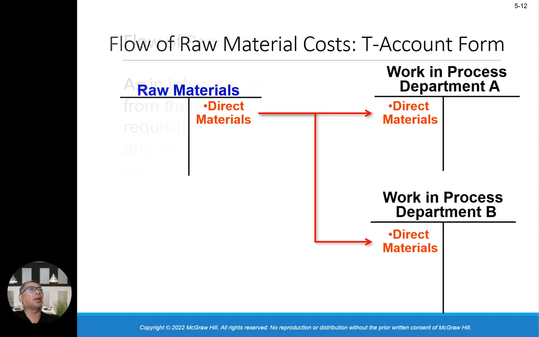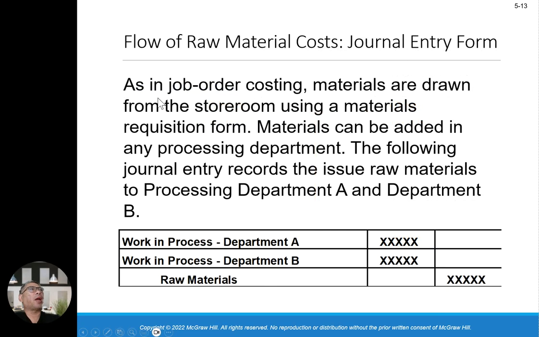Okay. All right, as in the flow, the journal entry form, you're going to do it like this. As in job order costing, materials are drawn from the storeroom using a material requisition form. Materials can be added in any processing department. The following journal entry records the issue of raw materials to processing department A and department B. You're going to book it like this: work in process department A, debit; work in process department B, debit; and raw materials, credit. Okay.